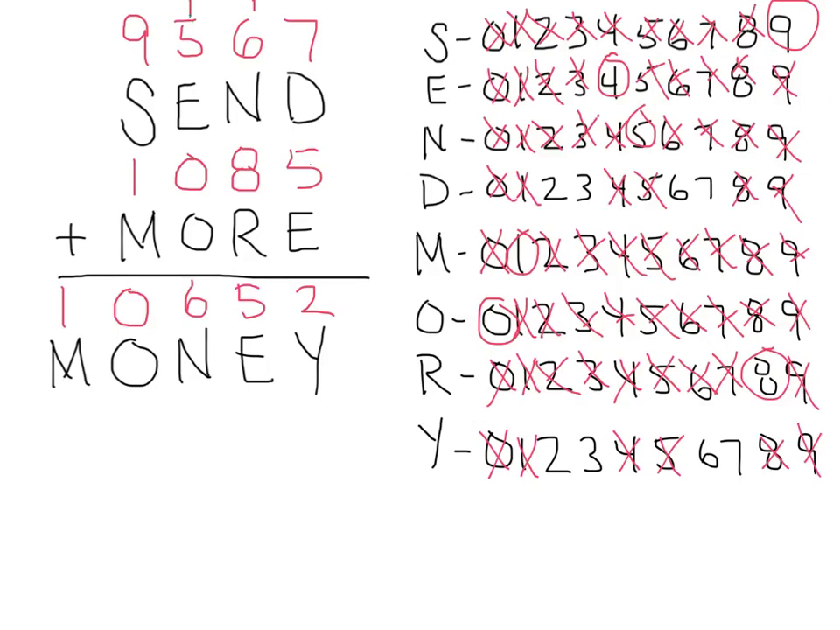Okay? I think that 9,567 plus 1,085 equals 10,652. Let's just go through it one more time, step by step, and make sure that it works.